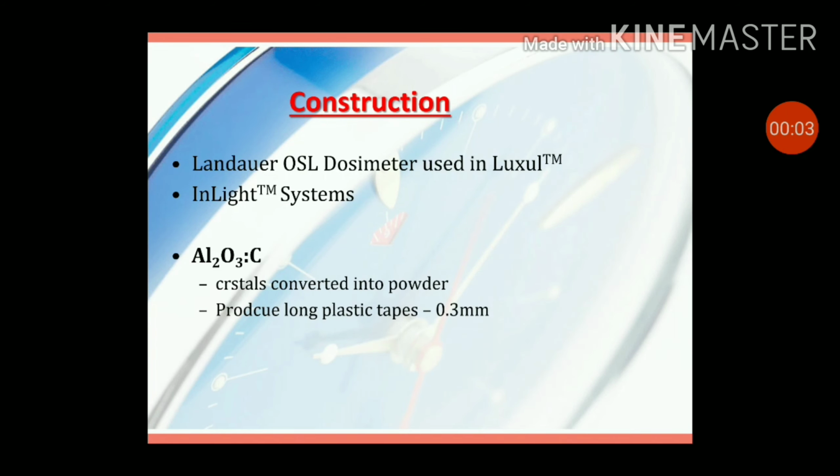The aluminum oxide activated with carbon dosimeters are commercially available and produced by the company Landauer, and they are used in the Luxel trademark and InLight trademark systems. The aluminum oxide doped with carbon crystals are converted into a powder and are used to produce long plastic tapes with a total thickness of 0.3 mm, from which dosimeters of desired shape and size can be obtained for use.